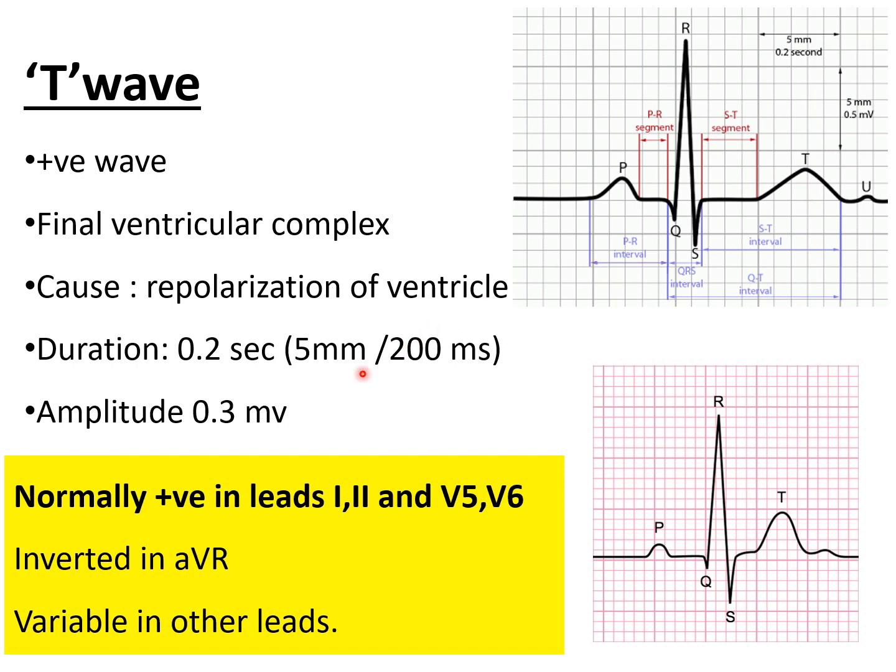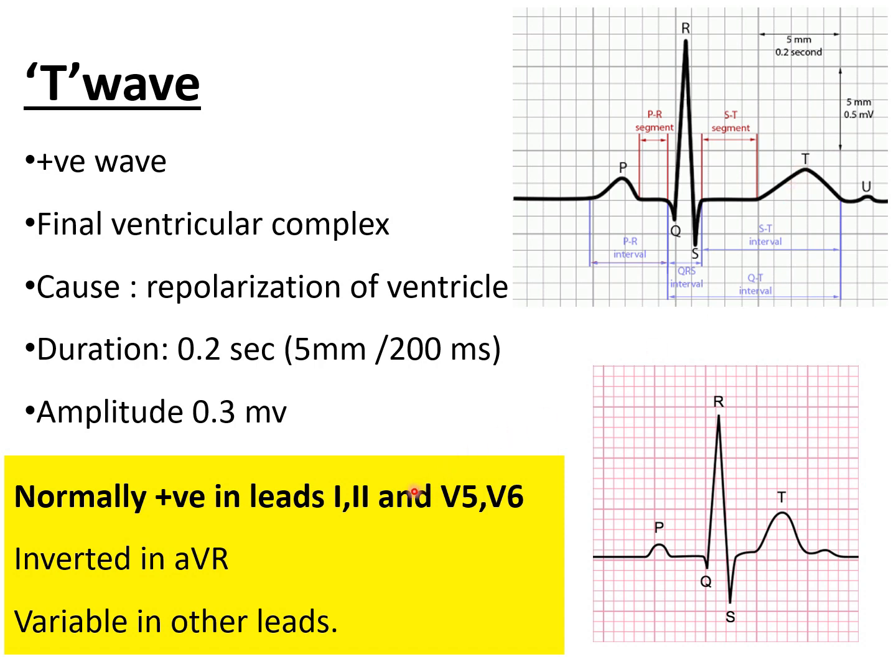And the normal T wave duration will be around 200 milliseconds. That means a single large square, 5 small squares. This is the normal duration and its amplitude can be around 0.3 millivolt. That means 3 small squares in height.